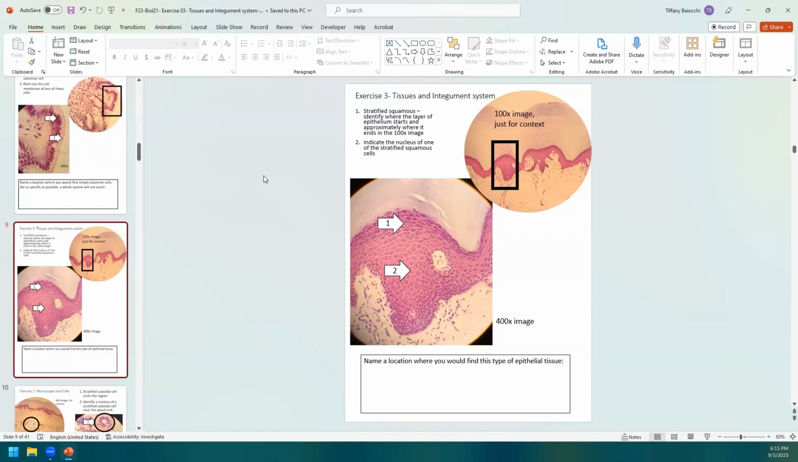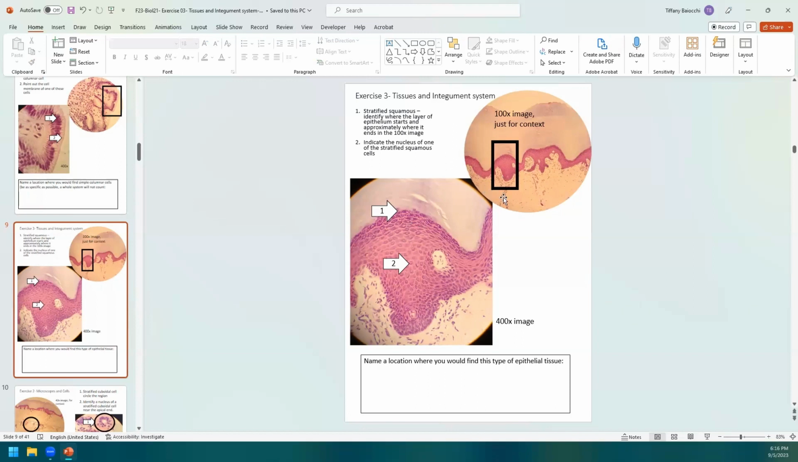Number one asks us to identify where the layer of epithelium starts approximately and where it ends. It is starting actually up in here. These are stratified squamous. Even if you put your arrow down here, because these cells up top are dead and you're starting to get into the living tissue here, that would be appropriate. That would be fine. And then indicate the nucleus of one of the stratified squamous cells. Any of these cells in here will do. I'm just going to point out, again, the dark center of one of those cells. That's going to be the nucleus.